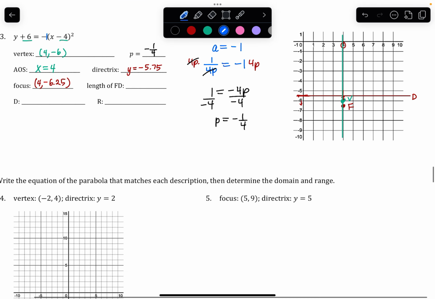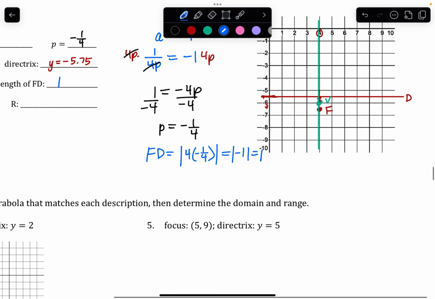And then now to find the length of the focal diameter, take the absolute value of 4 times p, which is -1/4. That would give us absolute value of -1, which is just 1. Okay, and so that means start at your focus, and because we want a whole length of 1, we're only going to go 1/2 to the right and 1/2 to the left to get our 2 points. And so there's my focal diameter of 1.